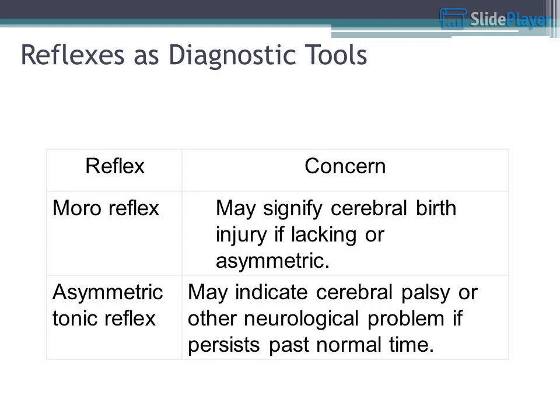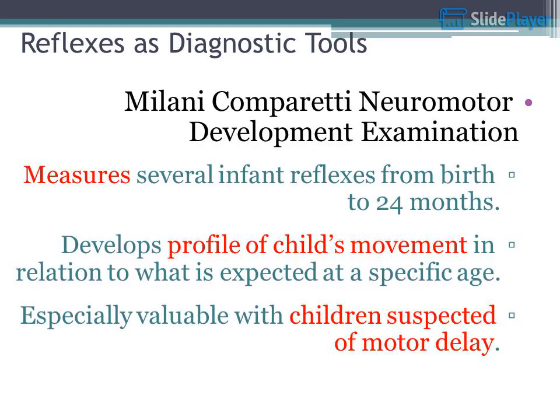Concern: the Moro reflex may signify cerebral birth injury if lacking or asymmetric. The asymmetric tonic neck reflex may indicate cerebral palsy or other neurological problem if it persists past the normal time. Reflexes as diagnostic tools.